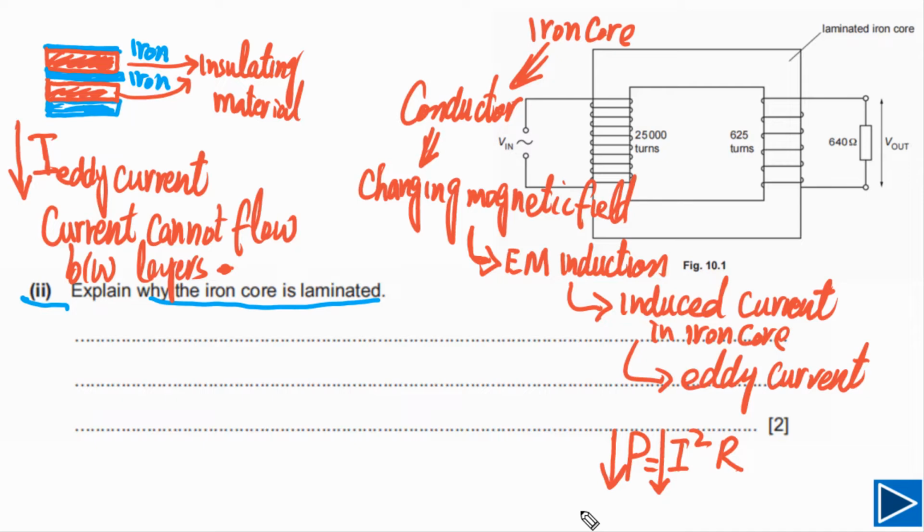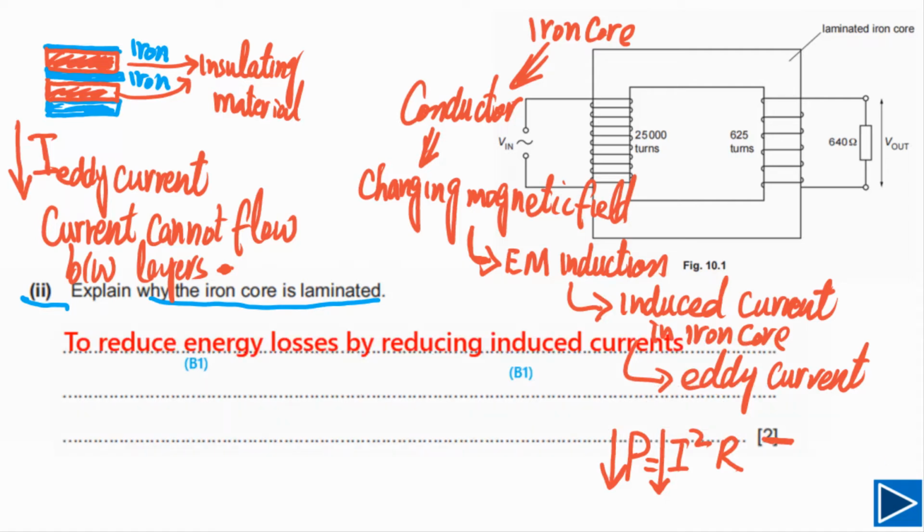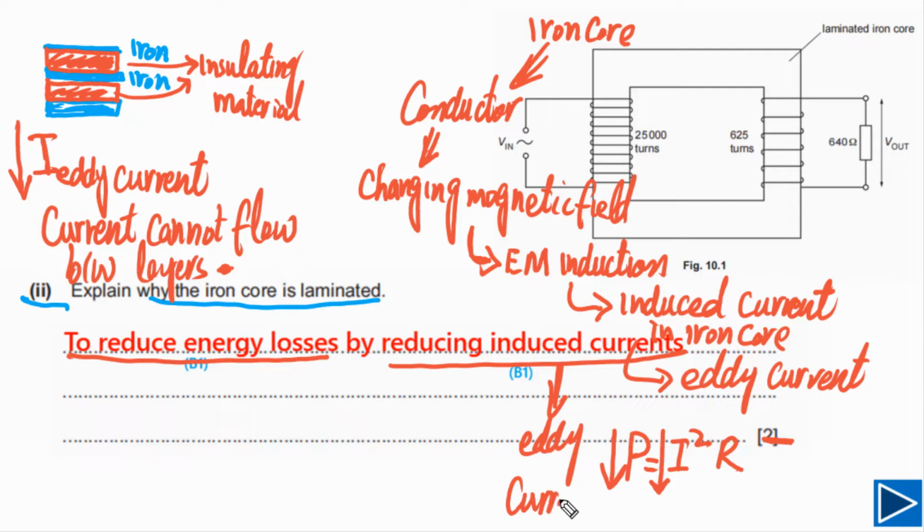So two points we can mention in this case. First, we reduce eddy current. When eddy currents are reduced, power loss is also reduced. Now let me show you how you can write your answer for this question. In your answer, you can mention: to reduce energy losses by reducing induced currents. Induced currents means eddy currents. This is the main purpose of using a laminated iron core.